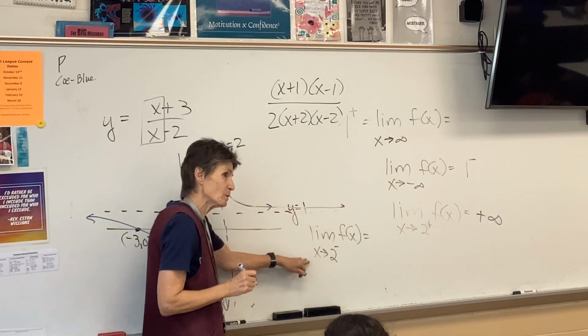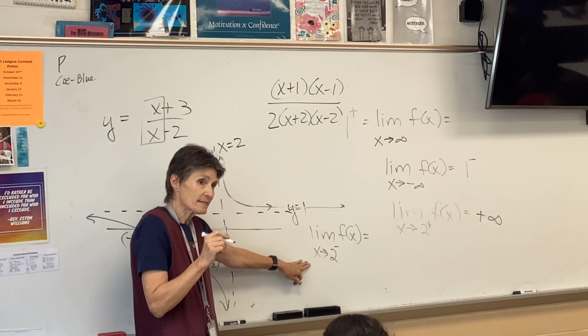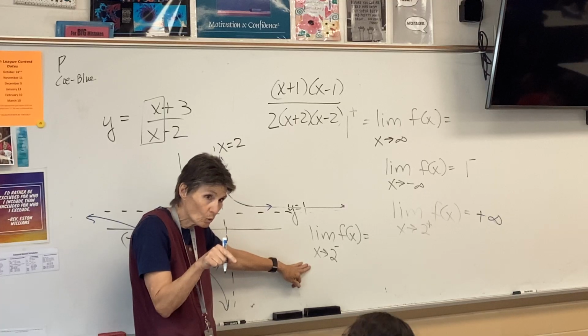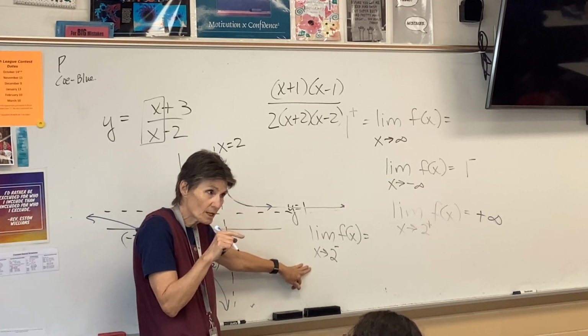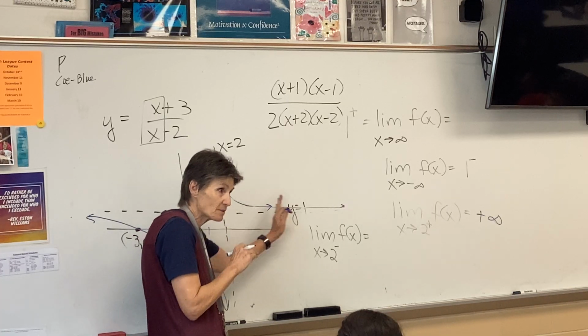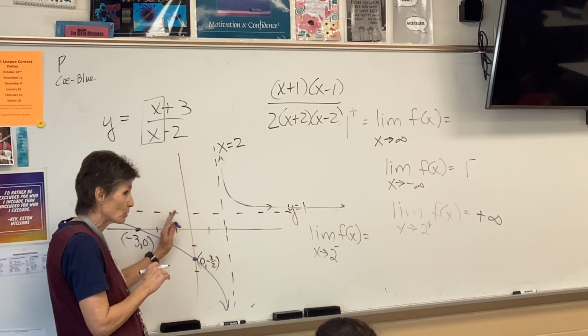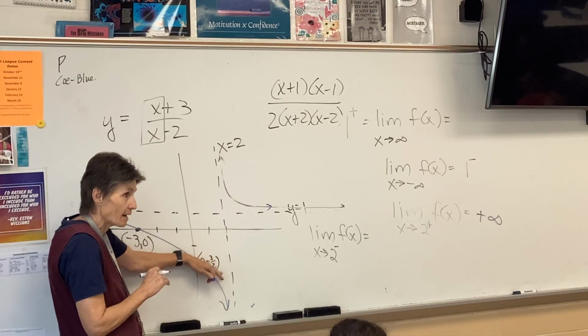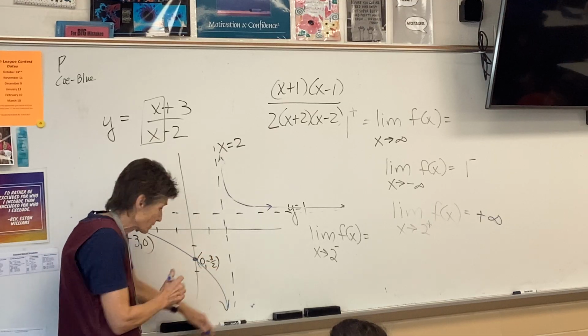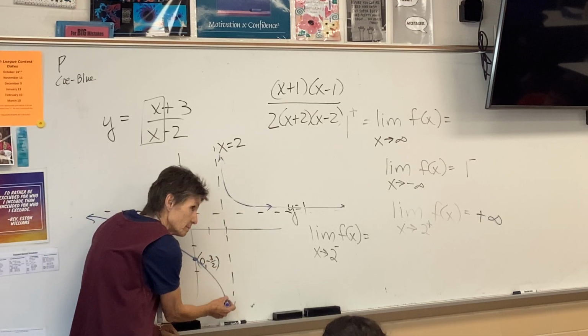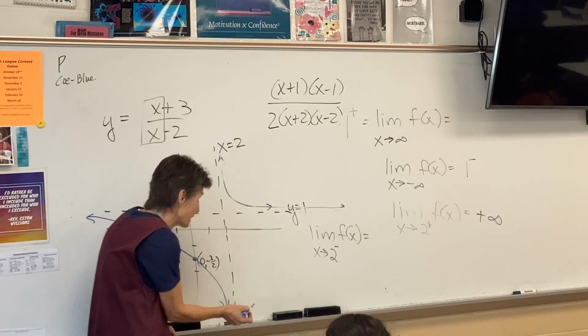And then what does this one say? It's still approaching 2, but it's approaching from the left side, from the negative side. So what happens as I approach 2 from the negative side? What's my curve doing? Negative infinity.